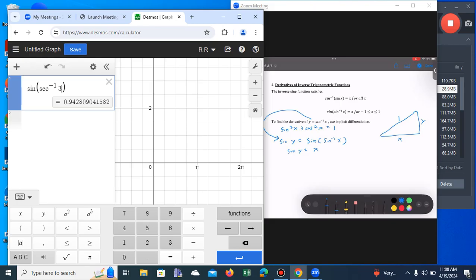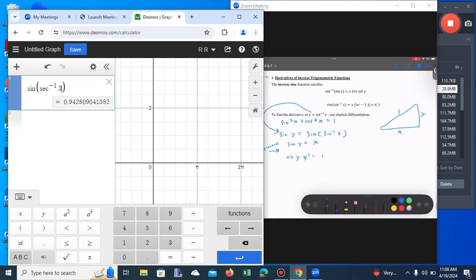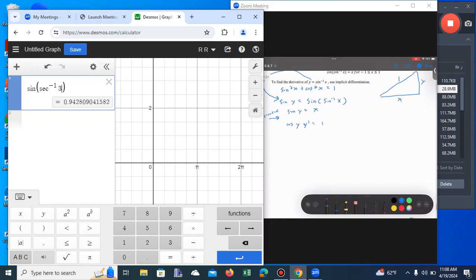Now we apply a derivative. I'll get cosine y times y prime equals 1. Right. And so I'll solve for y prime, get 1 over cosine y.